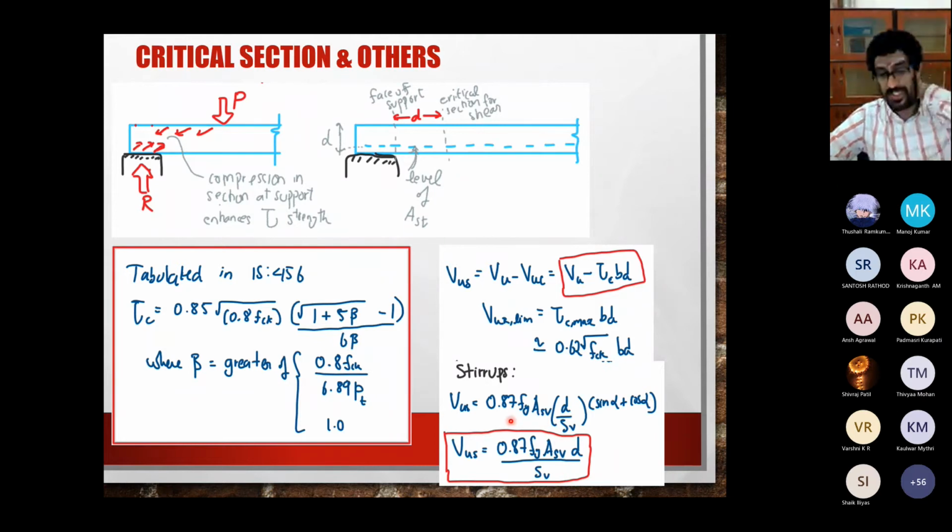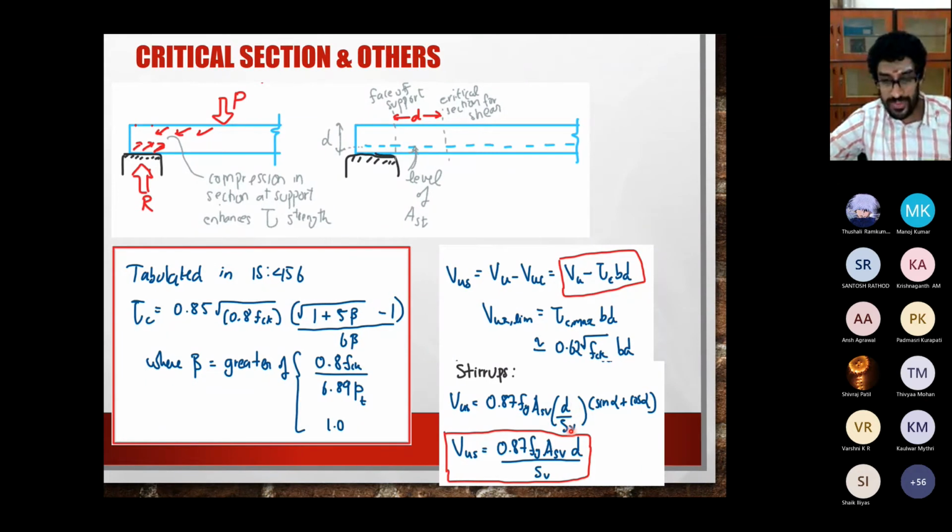Okay, so basically it is given as VUS equals 0.87 Fy ASV d by Sv into sin alpha plus cos alpha. What are the meanings of these terms? VUS is the difference between the applied shear and the shear resistance of the beam. So that is the shear which has to be resisted by the shear reinforcement. All of you know what is 0.87 Fy. ASV is the area of a single stirrup. Okay, before you are able to know what the area of a single stirrup means, you will need to be shown a picture. I will show that in the next slide.